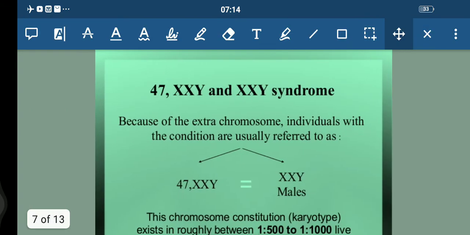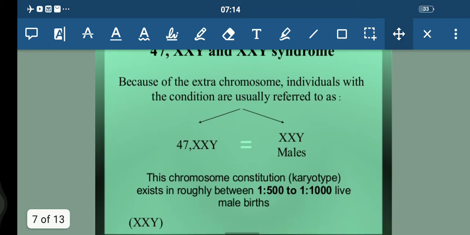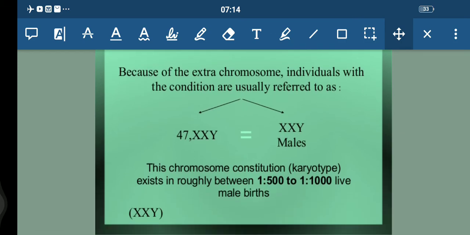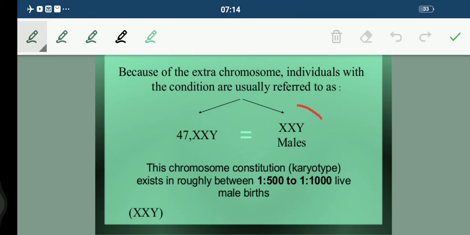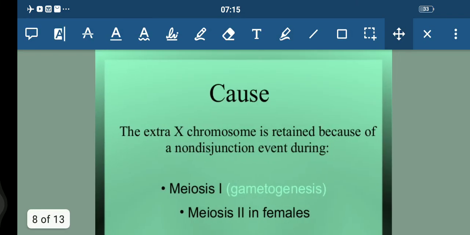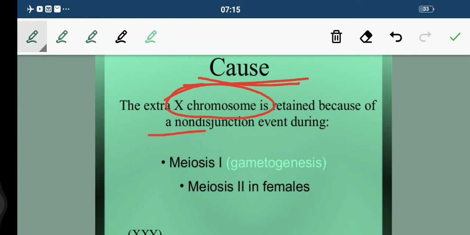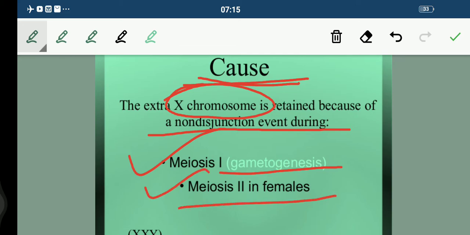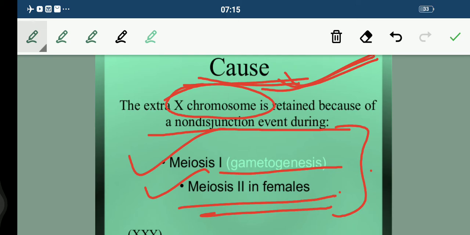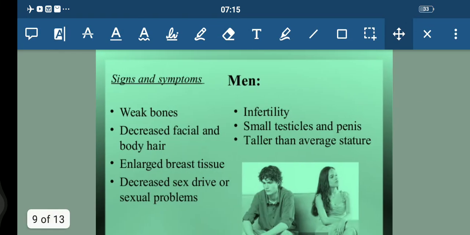Now students, because of the extra chromosome, individuals with this condition are usually referred to as 47,XXY, that is XXY males. What is the cause, students? The cause is that the extra X chromosome is retained because of a non-disjunction event during meiosis 1 in gametogenesis, or meiosis 2 in the female. This is basically how Klinefelter syndrome happens.